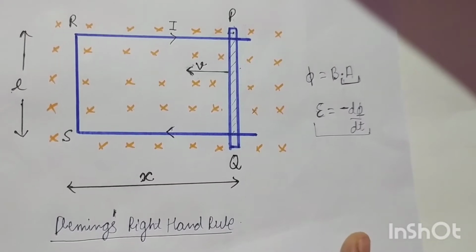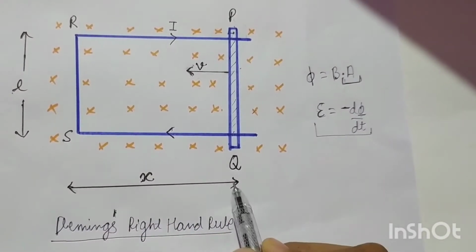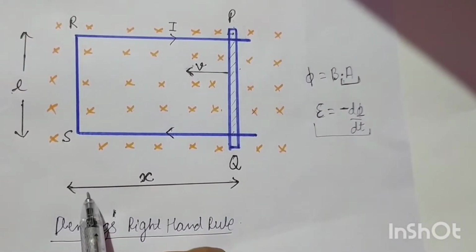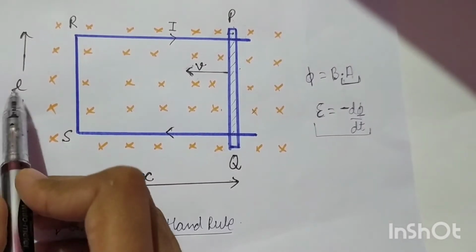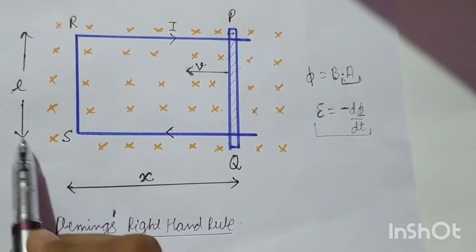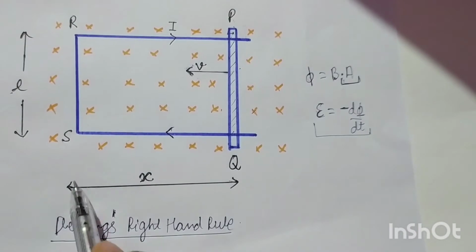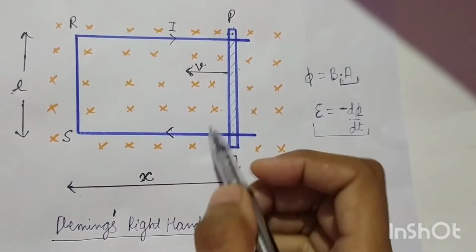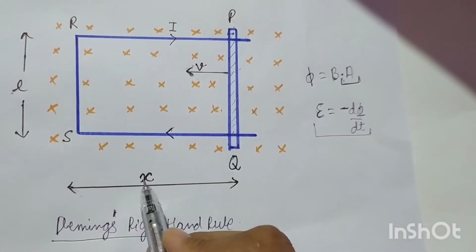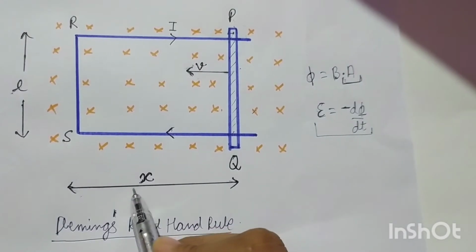Now see, we have considered the length RS as L, and this breadth is considered as X. As the arm is moving inwards, this X side is also decreasing. There is a change in X.